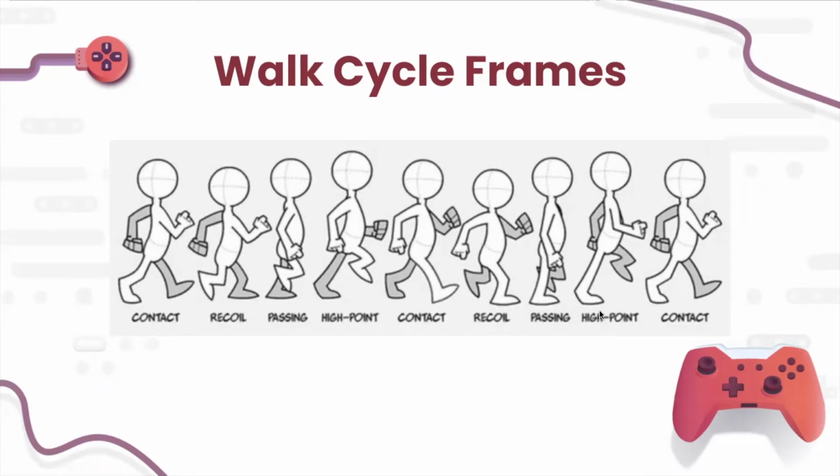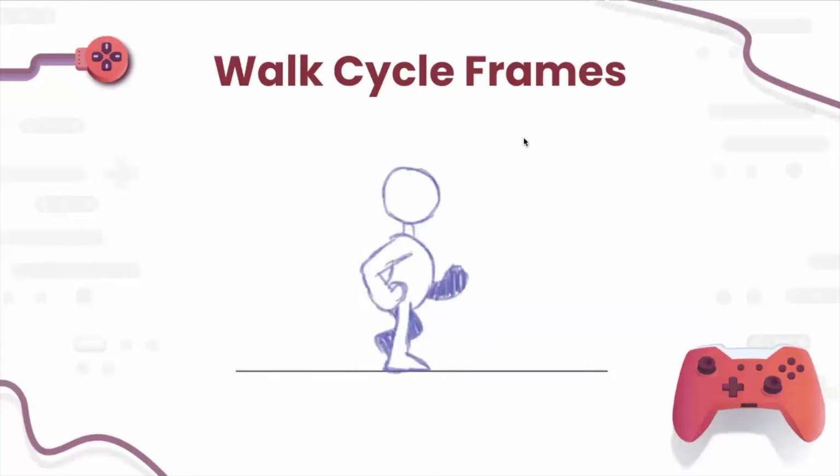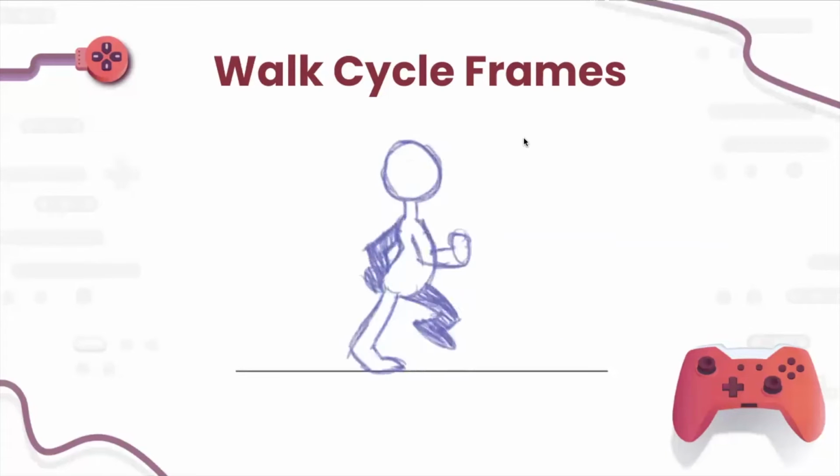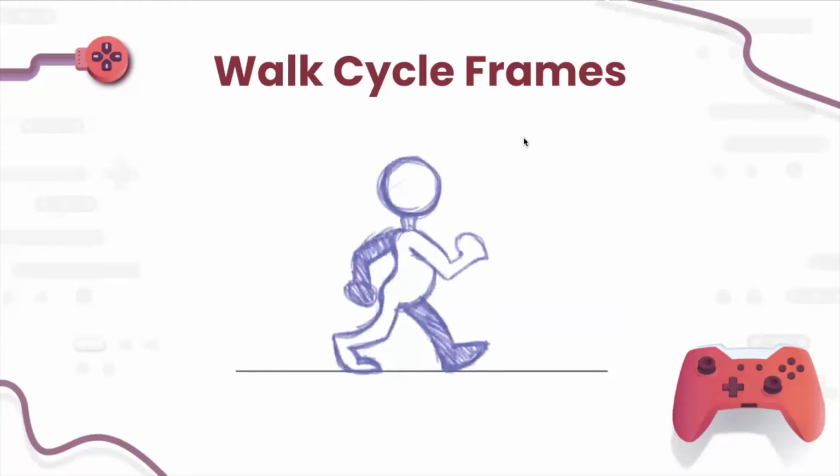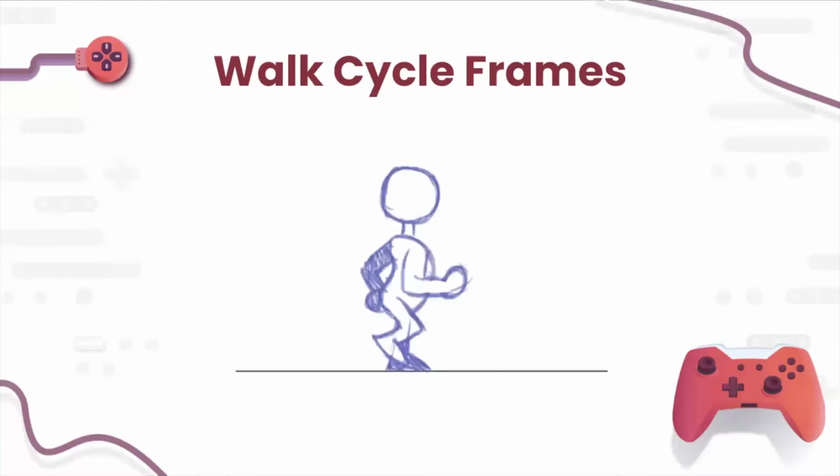The only real difference here is that the limbs are switched around. So you can see that, for example, in the contact frame, this left arm is no longer behind, it's in front, and the right arm is swapped around again. So this just repeats so forth. Once you put all these frames together, it will look something like this. And ta-da, you have yourself a walk cycle.